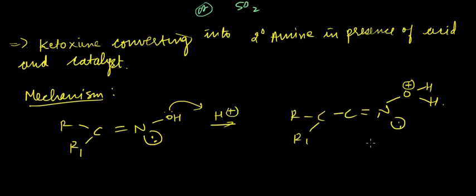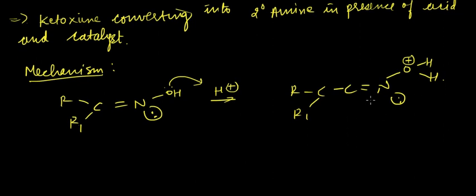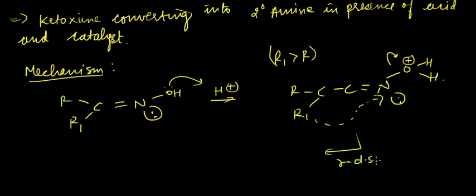Now next step what will happen is this oxygen molecule, or rather water molecule, will be removing itself from the nitrogen atom, and rearrangement will take place in which, let's say, R1 had more migratory aptitude than R, so R1 would instead be migrating to nitrogen atom to fulfill the space which is formed as the oxygen molecule is leaving the nitrogen bond. So this would be the RDS of this reaction.